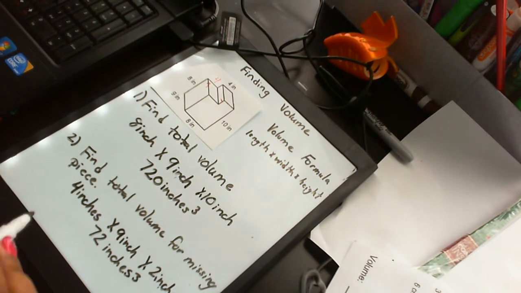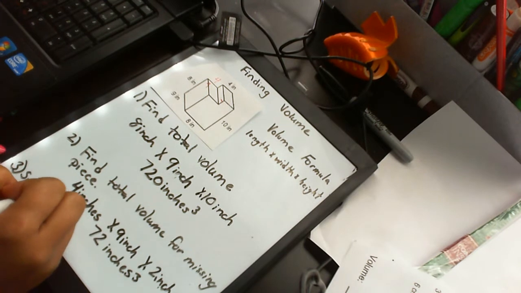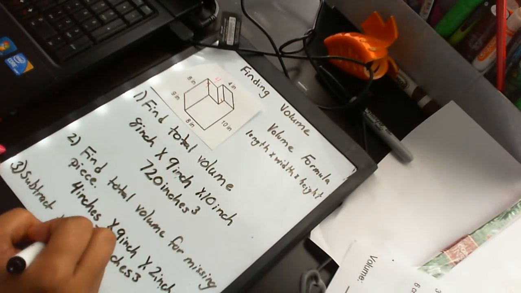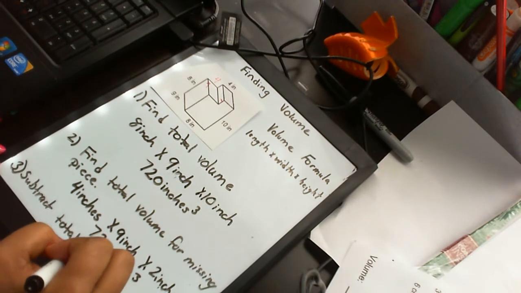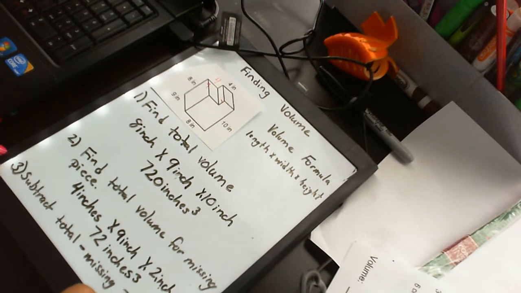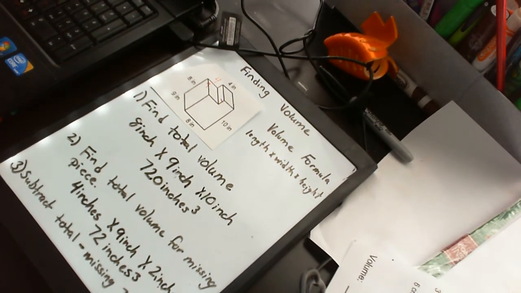So our last thing would be subtract the total from the missing piece, which would be 720 minus 72, which becomes 648 inches cubed.